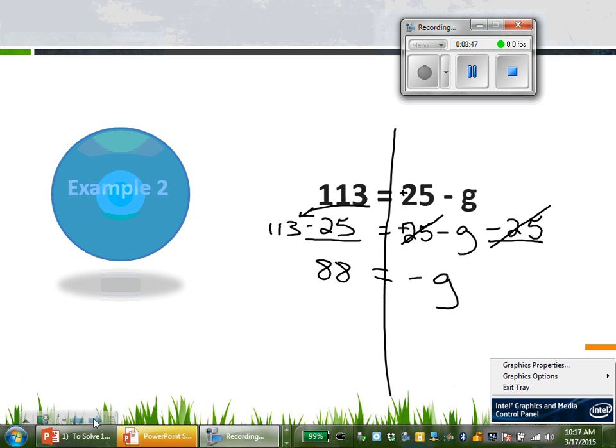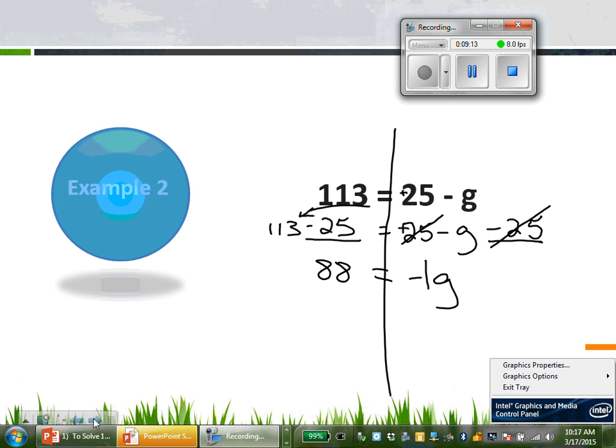So, am I done? Is G by itself? We've got to fix it. We only solve for positive variables. We do not solve for negative variables. Okay? So I'm not done. My variable's got to be positive. So I'm going to show you the technical way, and then I'm going to show you the easy way. You ready? Technically, what is here? A negative 1.